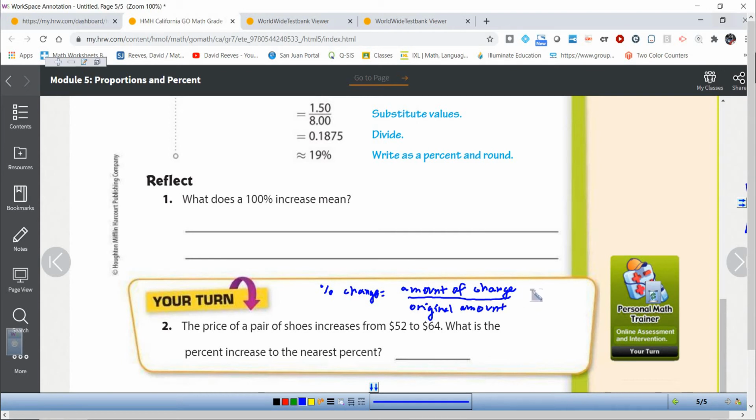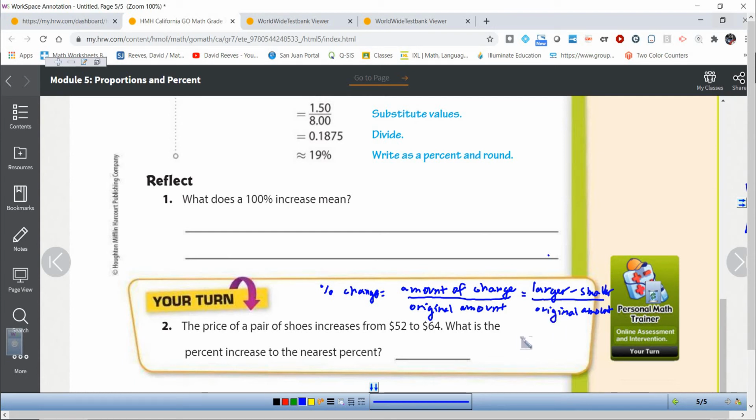So the amount of change is going to be subtracting, right? The amount of change is going to be the new minus the old. Or, you know what? Let's do the larger minus the smaller. The reason I'm going to say the larger minus the smaller instead of the new minus the old is that if the new is smaller, we get a negative number every time. So we're going to do the larger minus the smaller over the original amount. And of course, if it's an increase, then the larger will be the second number. If it's a decrease, then the larger will be the first number.